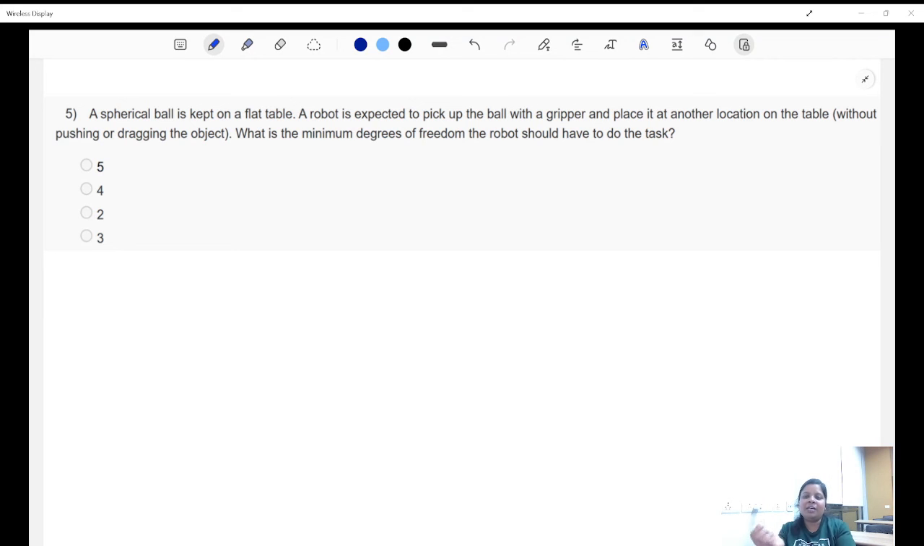And why are we excluding the gripper? We are excluding the gripper because the ball is spherical. So you need not maintain some particular orientation to grab the ball. It can be grabbed from any side. So we don't need that. So we would just need three. Okay.